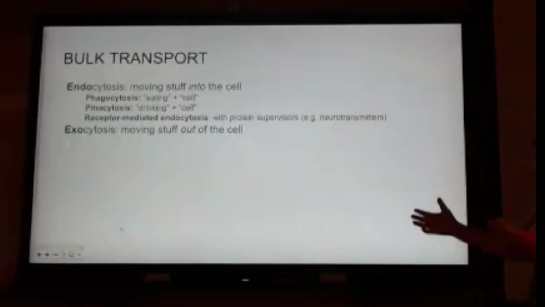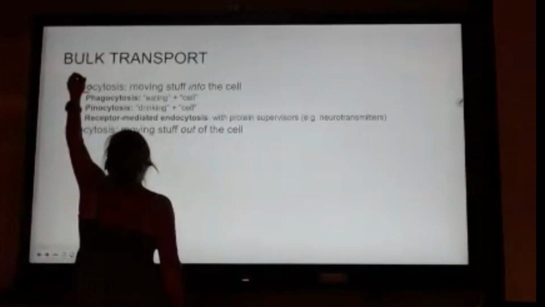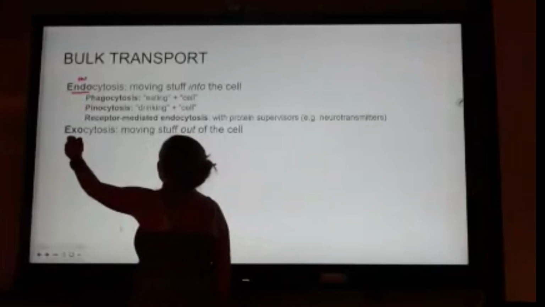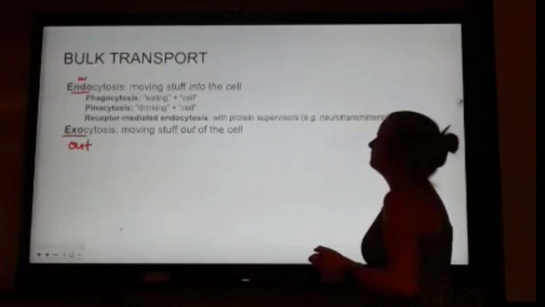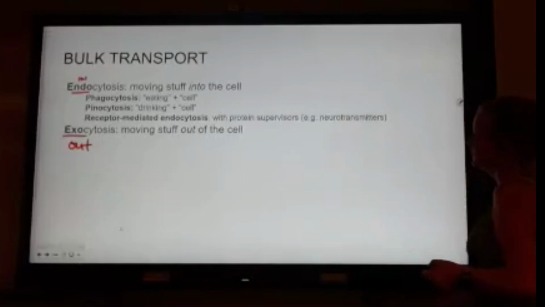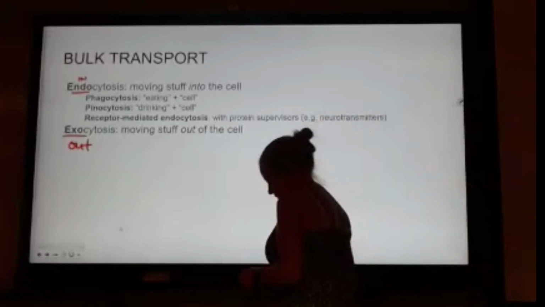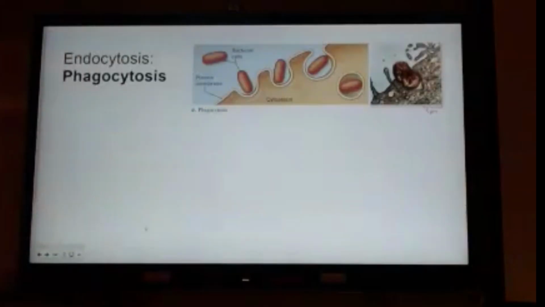Okay, so endo is in, we're going to move stuff into the cell. Exo means out, so we're going to move stuff out of the cell. Phagocytosis, we can remember that phago means eat, pino means to drink, and then we'll talk about these receptor mediated ones too. Okay, so that's just kind of an overview. We'll go through each of these flavors. All right, so phagocytosis.